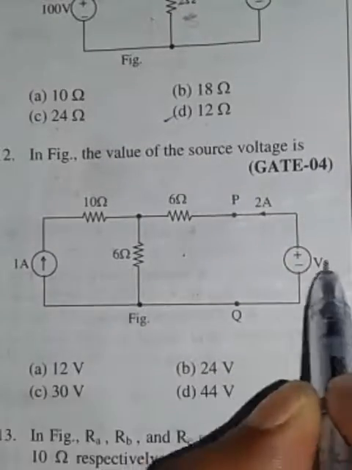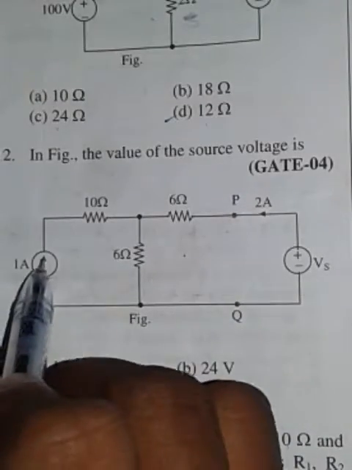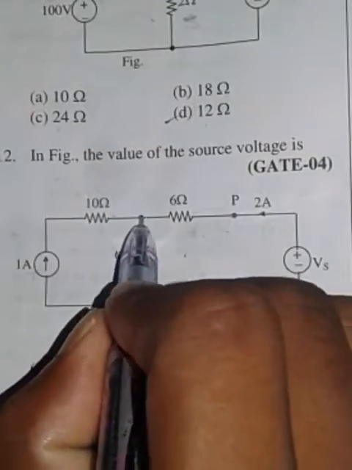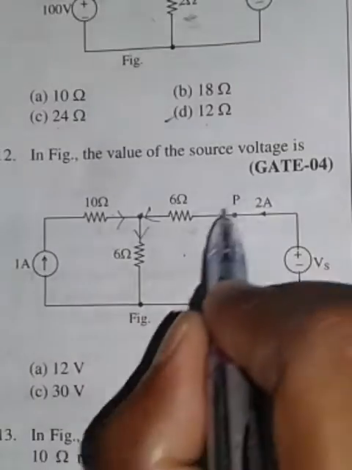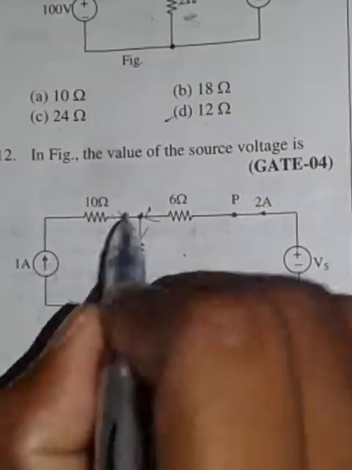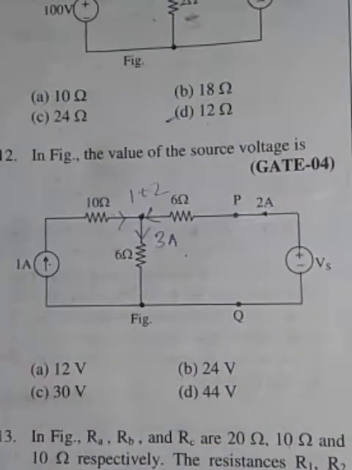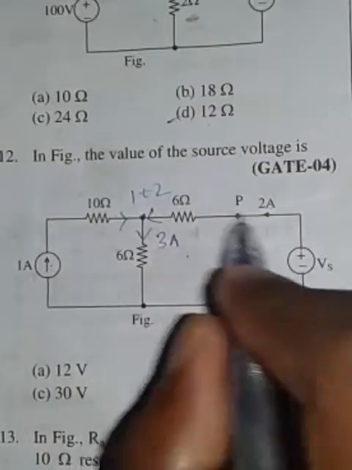This is the voltage source they have given, and this is the circuit they have given. 1 ampere current is flowing this way and 2 ampere is coming here. So apply KCL here. These two are entering, so this one should leave, so the KCL condition will be satisfied. So this 1 ampere plus 2 ampere, so coming here will be 3 ampere. Simply apply KVL here and we will get it easily.